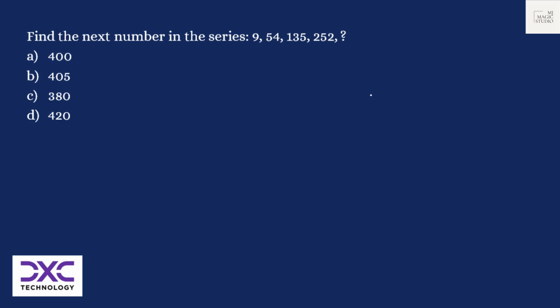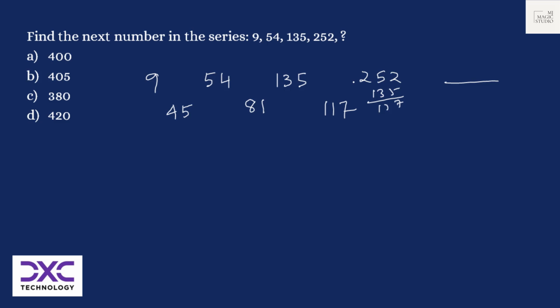Okay, one more question from completing the number series. 9, 54, 135, 252. The best method to find a missing number is to use the difference table concept if you can't identify a pattern. 54 minus 9 is 45. 135 minus 54 will give me 81. 252 minus 135 will give me 117.